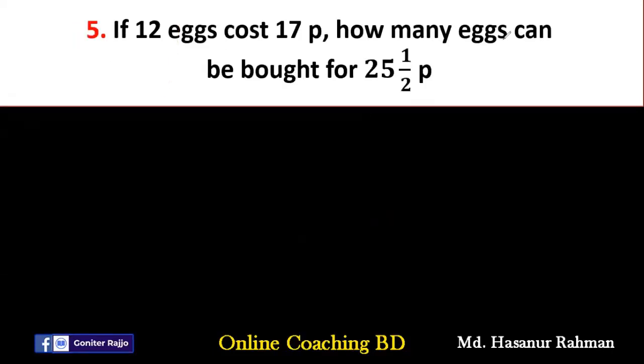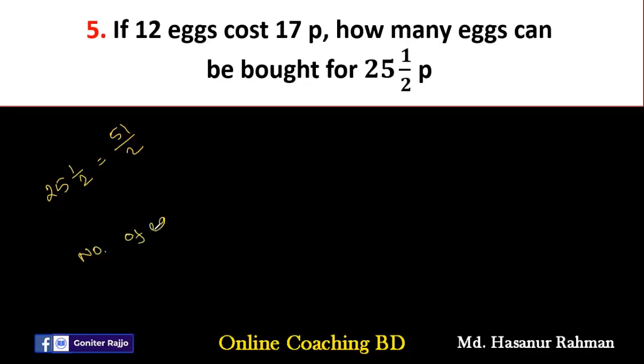Now number 5. Number 5 says if 12 eggs cost 17 pence, find how many eggs can be bought for 25 whole 1 by 2 pence. So what is 25 whole 1 by 2 pence? That is actually 2 twenty-fives are 50, plus 1 is 51. So 51 by 2 or 25.5 pence. Now look at the question. We have to find out the number of eggs, so we have to write it at last.